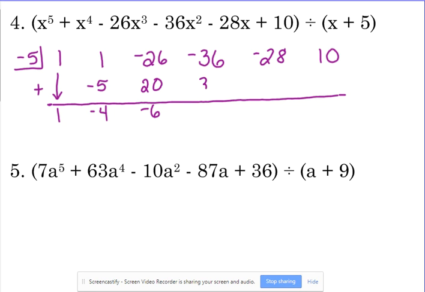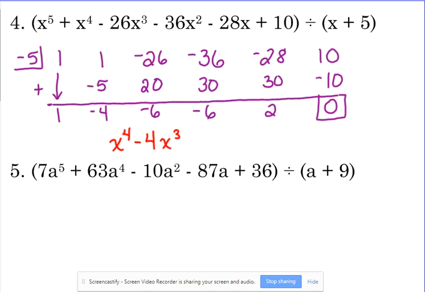Multiply negative 6 times negative 5, positive 30. Add negative 36 plus 30, negative 6. Multiply negative 6 times negative 5, 30. Add negative 28 plus 30. Multiply negative 10, add, we get 0. So we've got another one that was evenly divisible. We started with x to the 5th, so we reduced that degree by 1. So we've got x to the 4th minus 4x cubed minus 6x squared minus 6x plus 2.